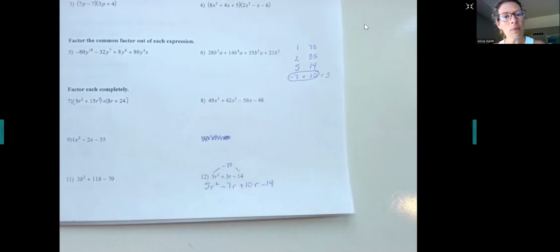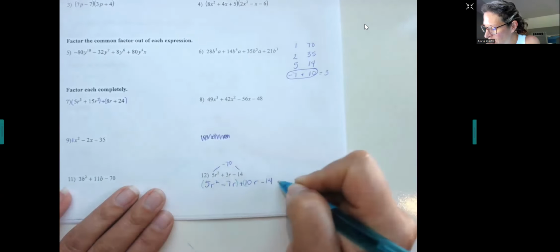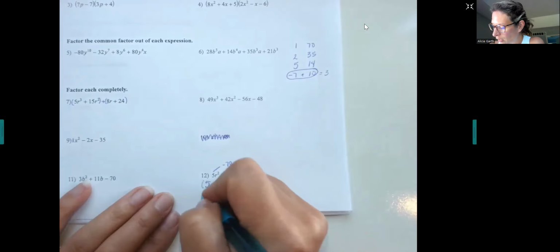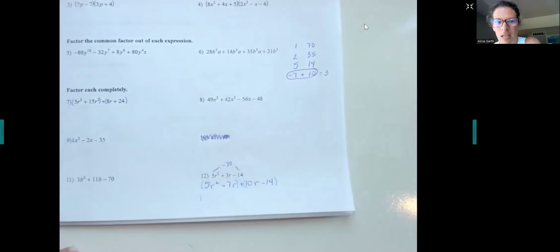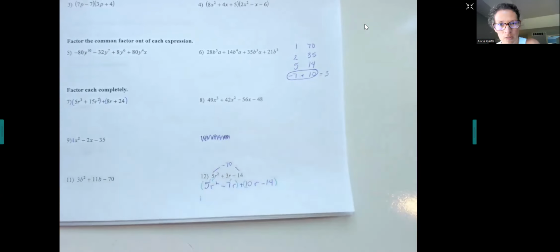Now, just like we would for number 5 or for number 7 and 8, we're going to put parentheses around our first two terms and our last two terms. We're going to find the highest number that comes out and the highest variable. So the highest number, what number can divide into both 5 and 7? Well, they're both prime numbers, so only a 1. I have two r's here and I have one r there. So notice the highest variable that I can take out is an r.